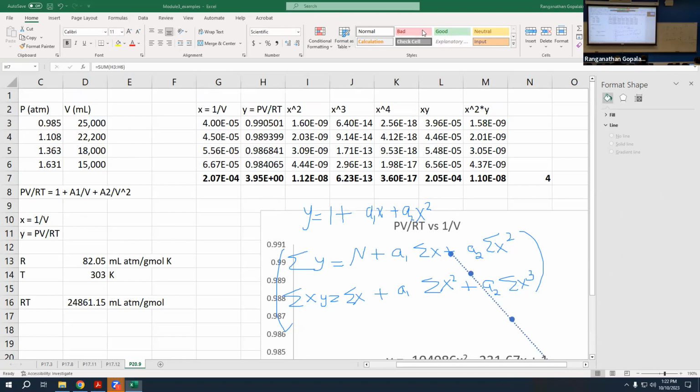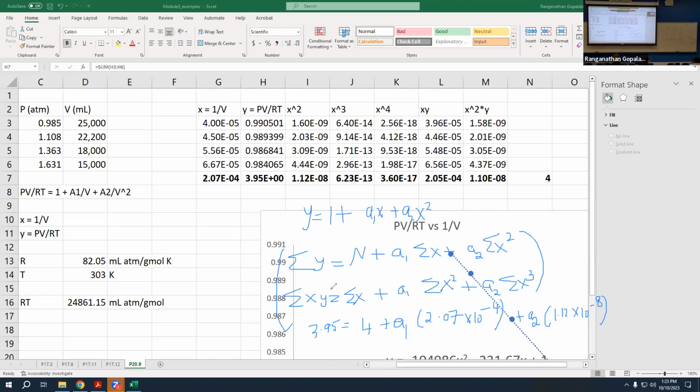3.95 equals n, which is 4, plus a1 multiplied by sigma x, which is 2.07 times 10 to the minus 4, and then plus a2 times sigma x squared, which is 1.12 times 10 to the power minus 8.